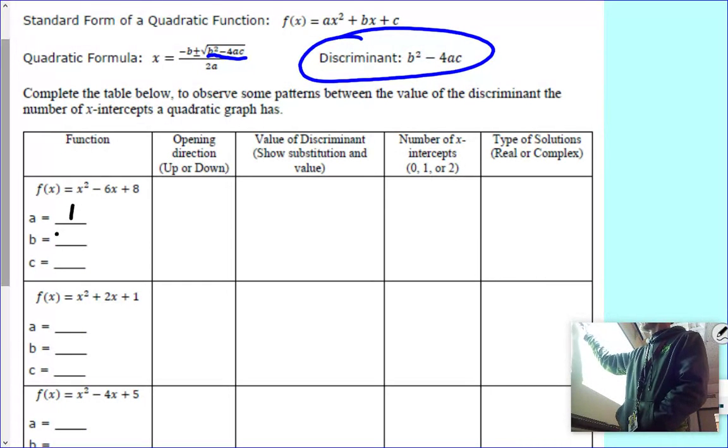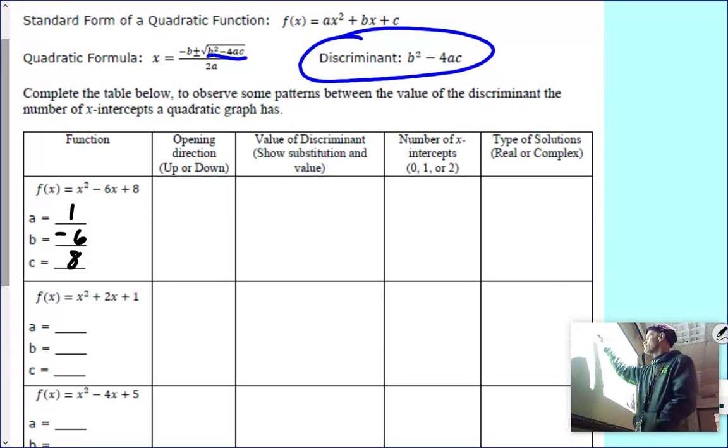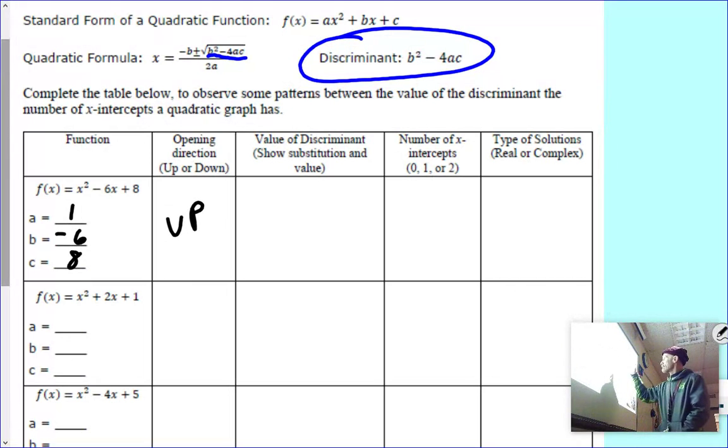Just like always, we know our a, b, and c values. On the first one here, a is 1, b is -6, and c is 8. We know that if the a is positive, it's going to automatically open up. Now, the discriminant, again, this is not solving. I want to make that clear again. It's just finding this discriminant value and then seeing what happens after that.